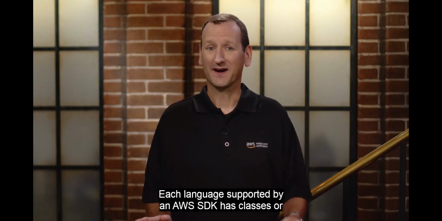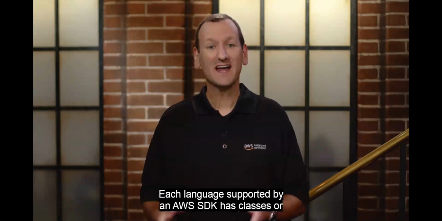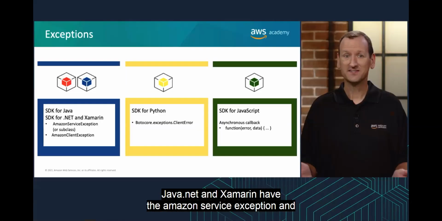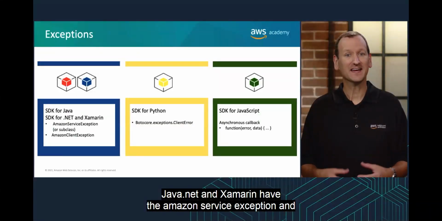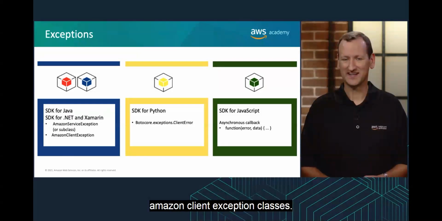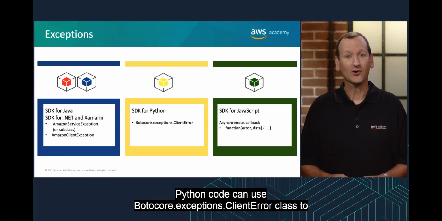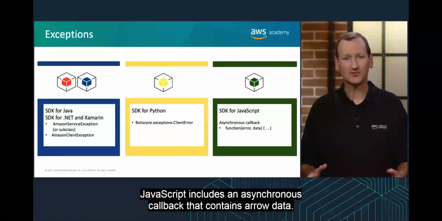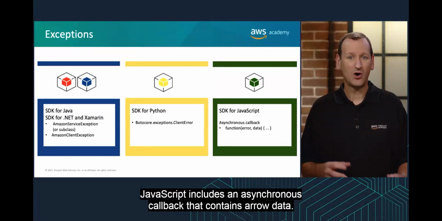Each language supported by an AWS SDK has classes or functions to help you handle exceptions. Java, .NET, and Xamarin have the Amazon Service Exception and Amazon Client Exception classes. Python code can use the botocore.exceptions.client error class to handle exceptions. The SDK for JavaScript includes an asynchronous callback that contains error data.